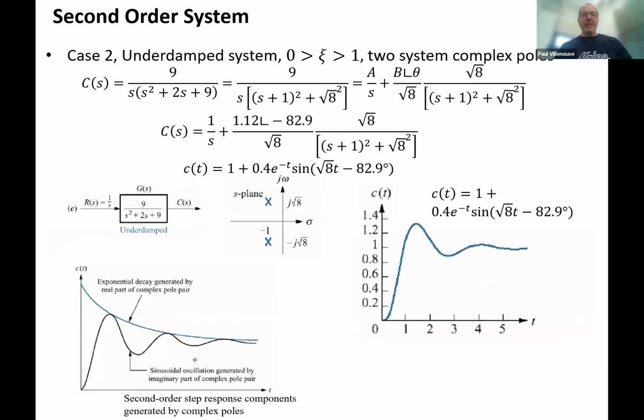All right, that's overdamped. Let's go to case 2, which is underdamped. Now we have complex roots. Omega n is equal to the square root of 8, and we have complex numbers. And so now we immediately do our standard form. So we do the roots of the quadratic equation, or you can just do roots in MATLAB.